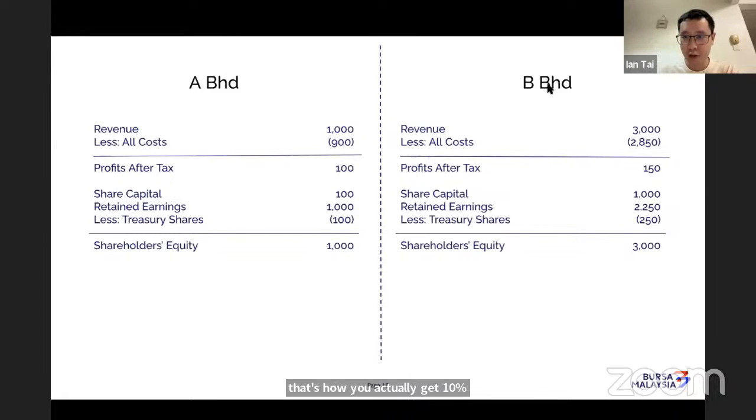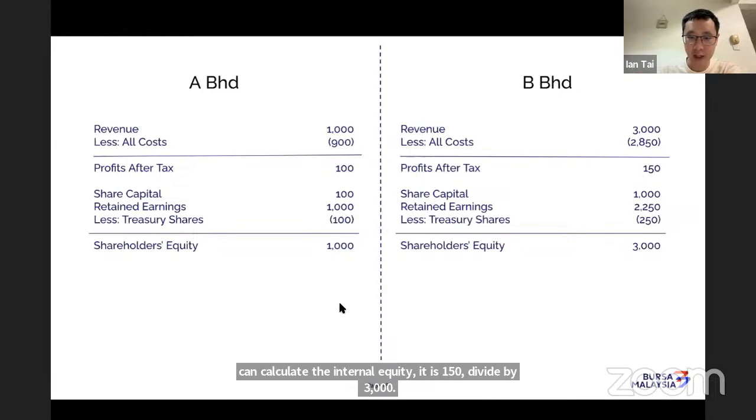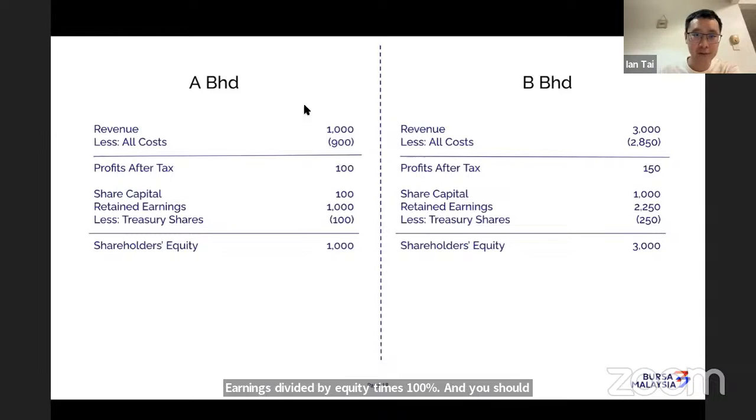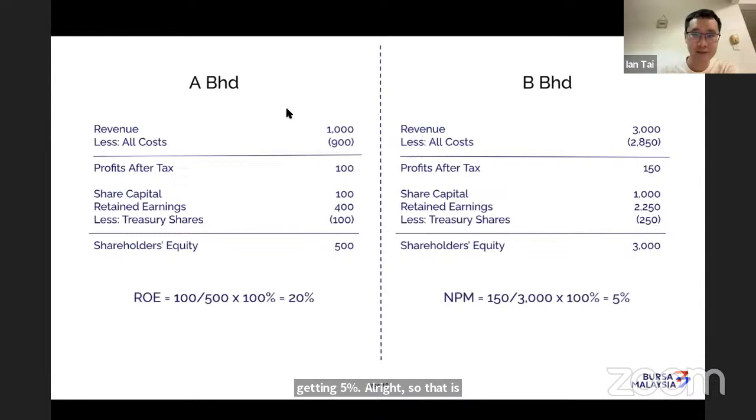Next, you look at B Berhad. Can you type in the chat box, what is the return on equity for B Berhad? If you want to calculate the return on equity, it is 150 divided by 3,000. Earnings divided by equity times 100%. And you should be getting 5%. All right, so that is actually the case.